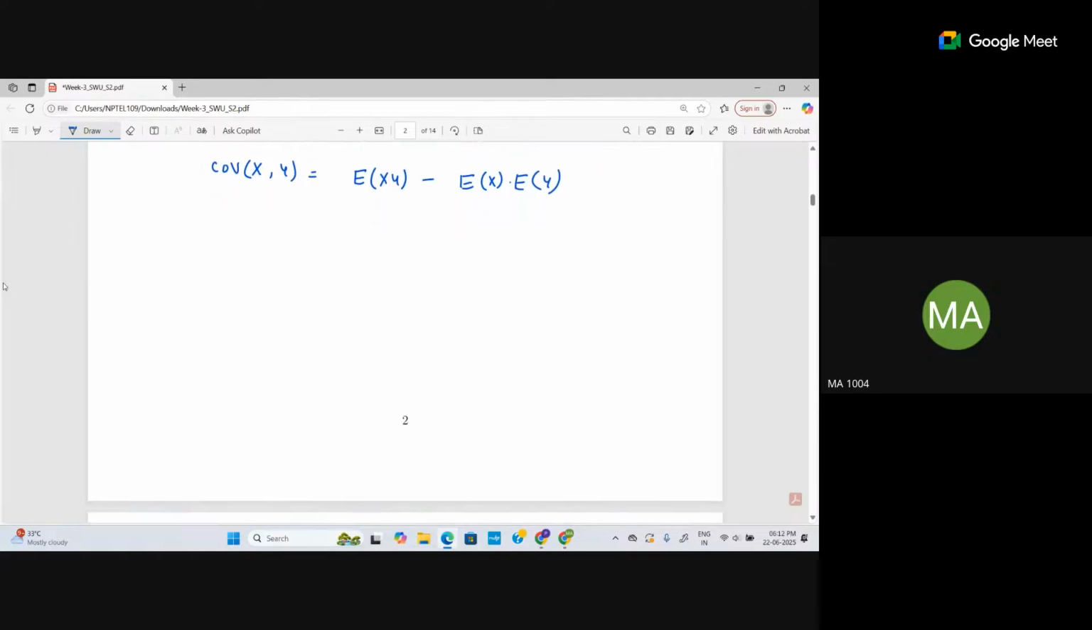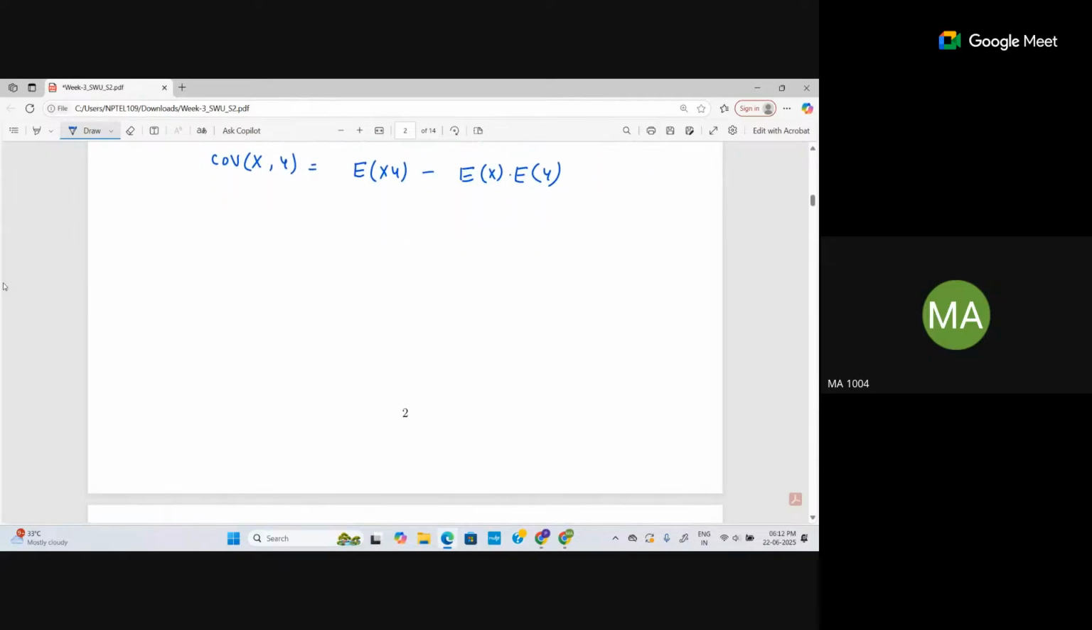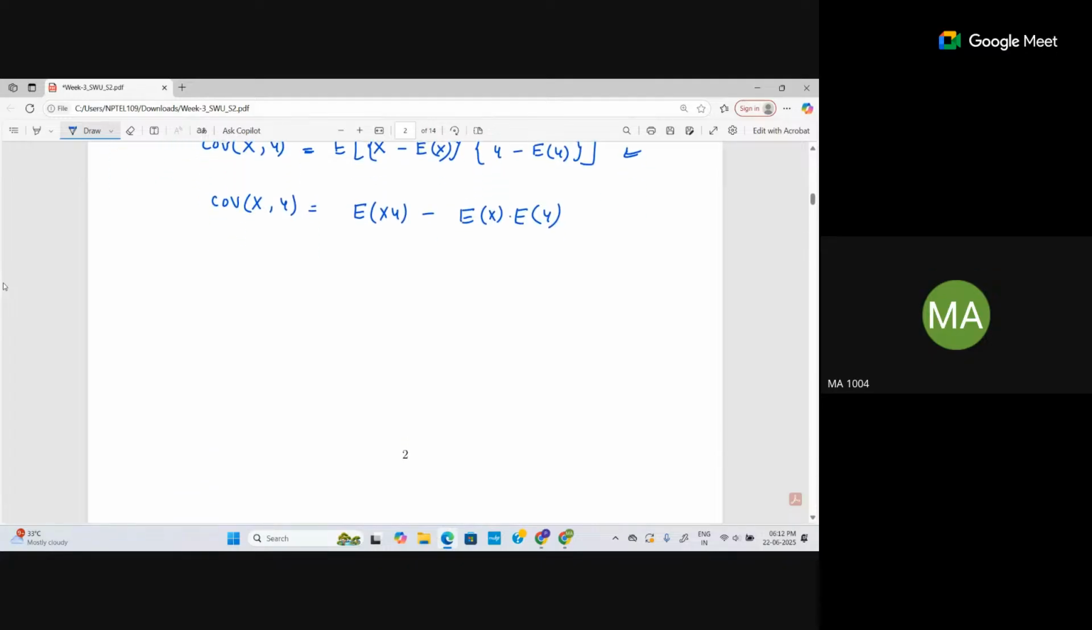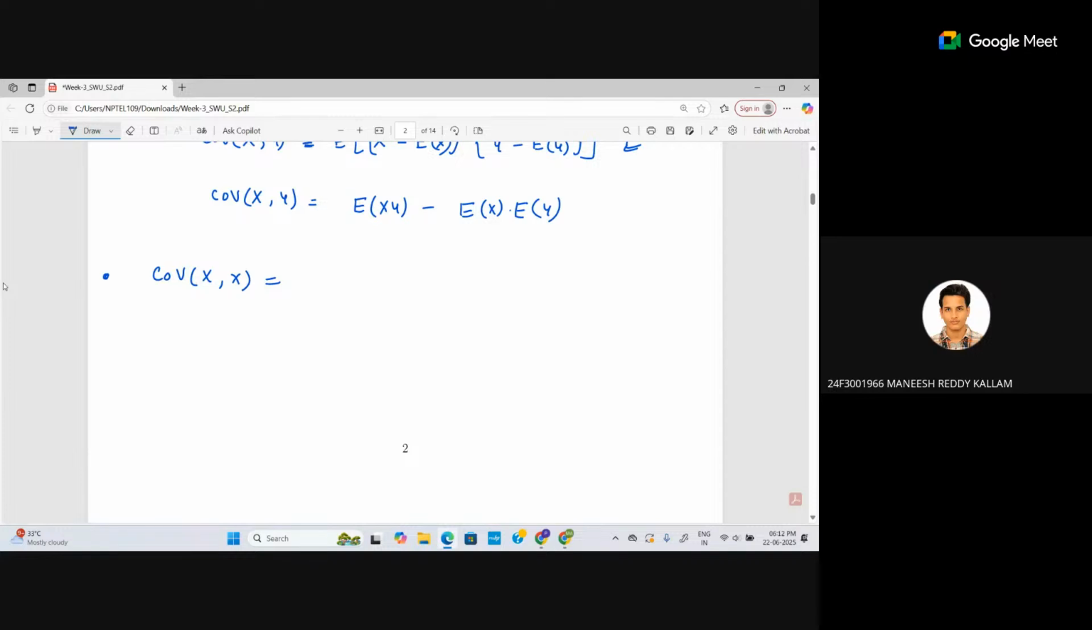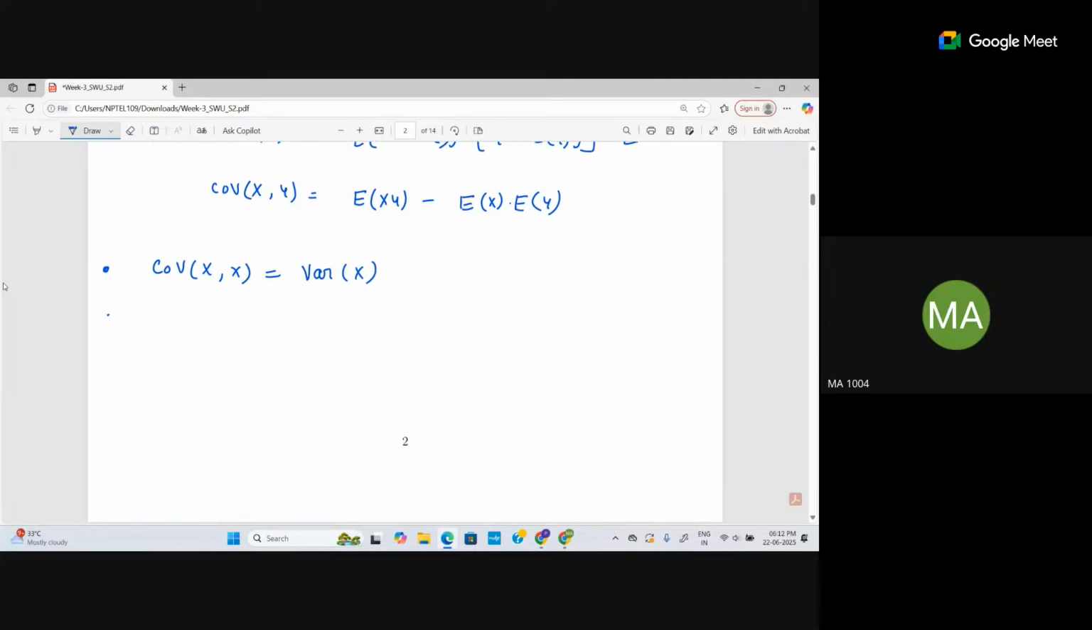Okay, next we have seen is the correlation. And some properties for covariance also. So what is the meaning of covariance of x comma x? Variance of x. Yeah, so it is nothing but the variance of x. Okay, and covariance of x comma y is the same as the covariance of y comma x. Because we are finding out the relation between two variables, so we can write x comma y or y comma x also. Both are same.